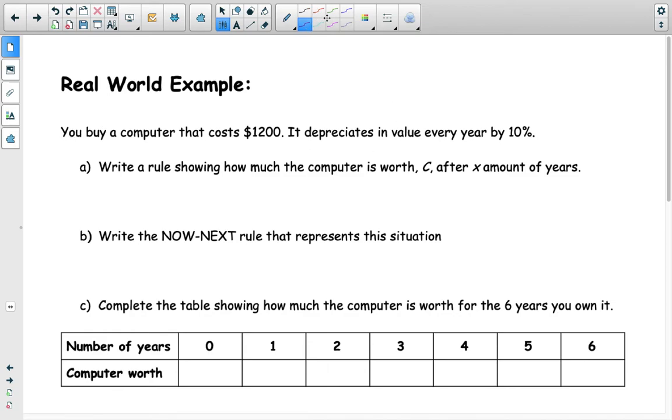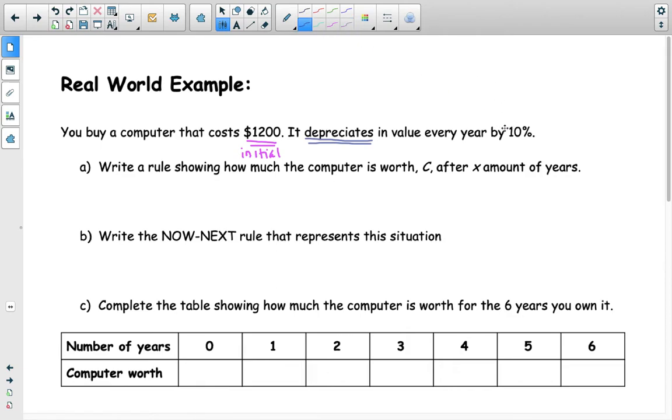The first thing we see is that it costs $1,200. This is how much you paid for it to begin with. So this is the initial amount that you started with. It depreciates, that means it goes down in value. So we're going to deal with decay every year by 10%.